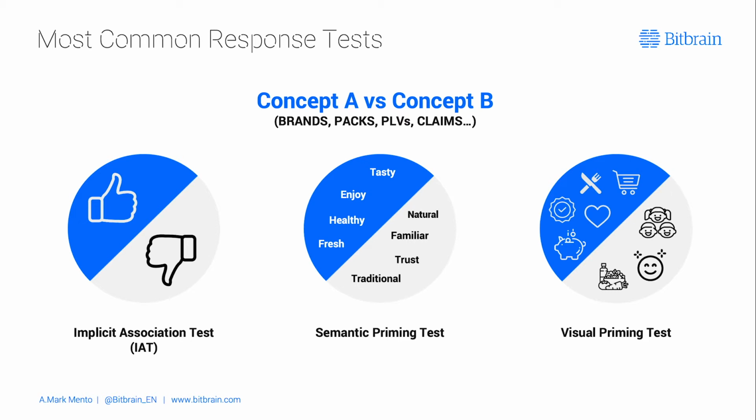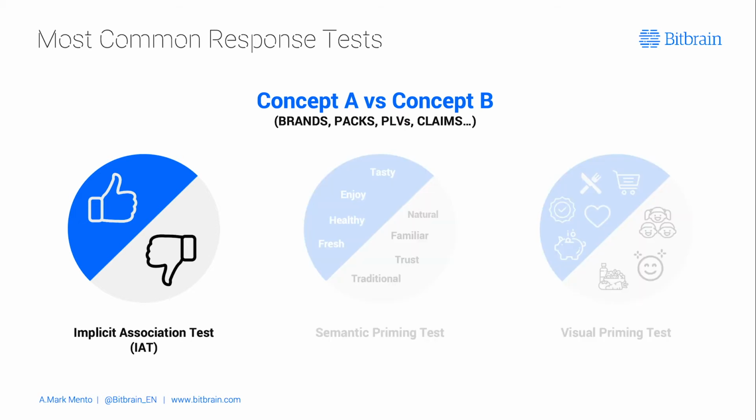There are several different kinds of implicit response tests in the market, but there are three that we're going to focus on here as the most common, both in academics and in marketing. And those are the implicit association test, the semantic priming test, and the visual priming test. The first of these, and the most classic, is the implicit association test.